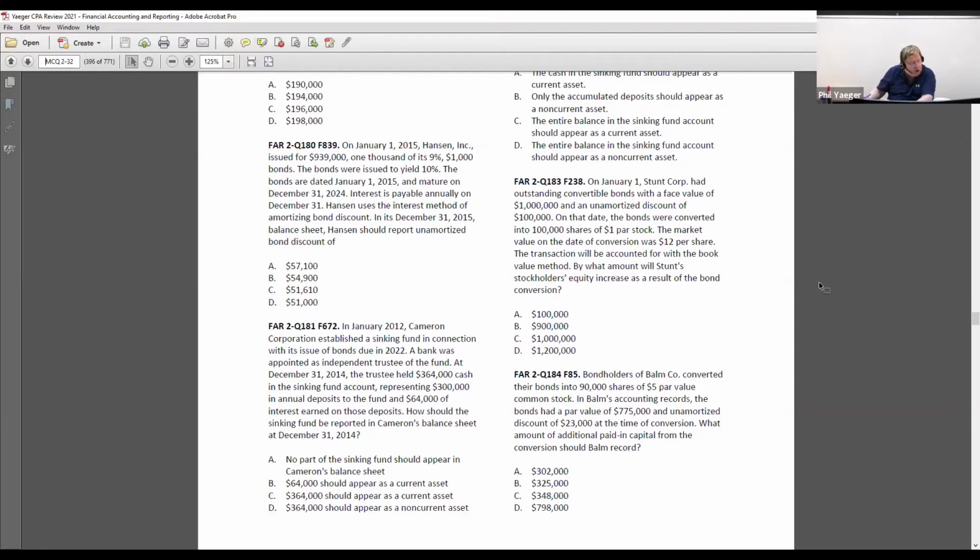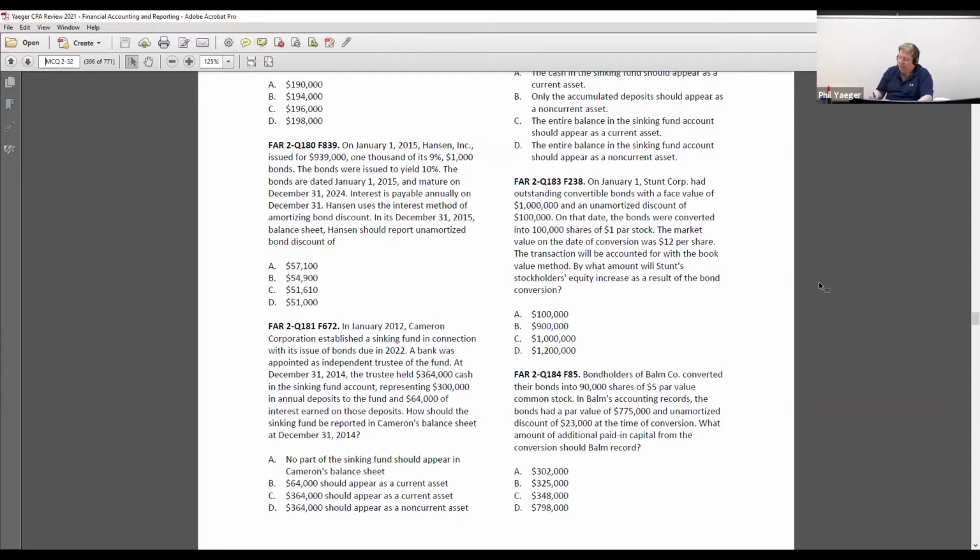They're converting into 100,000 shares at par value. So we'll credit common stock for how much? 100,000, par value. But the market value was 12, so we're going to have a credit to APIC. $2 times 100,000 shares is 200,000, right? No, wait a second. $12 is the market value. I'm sorry.